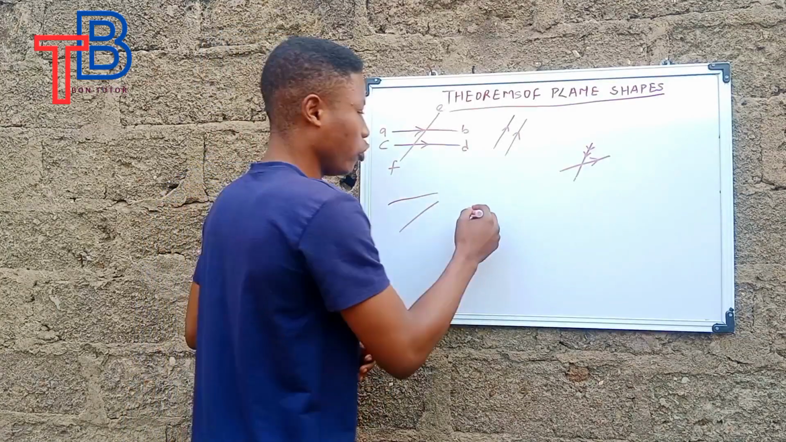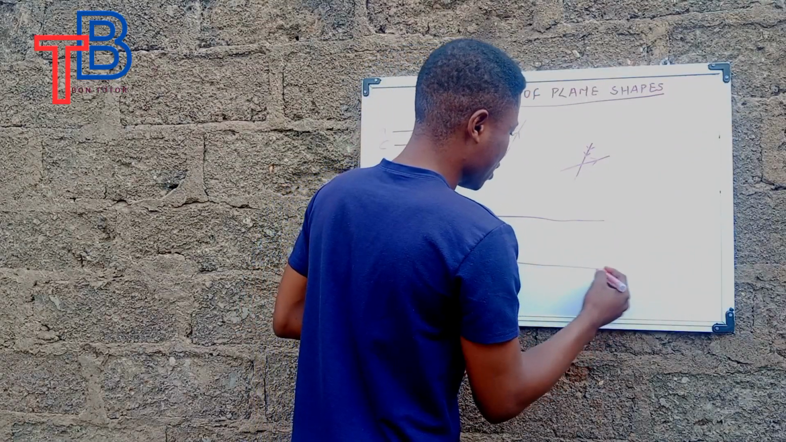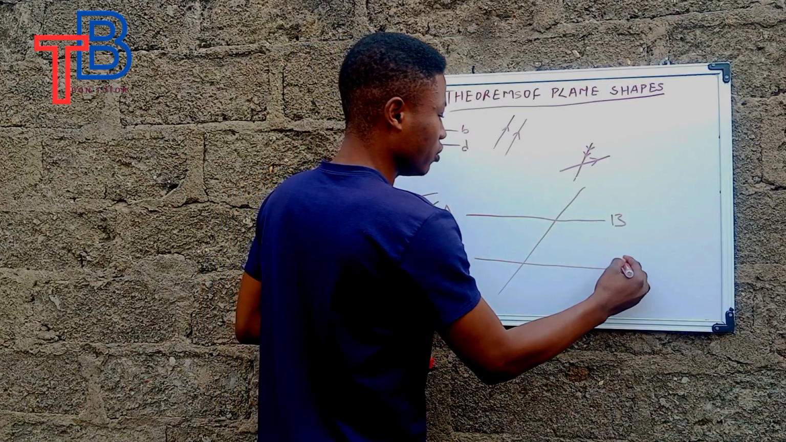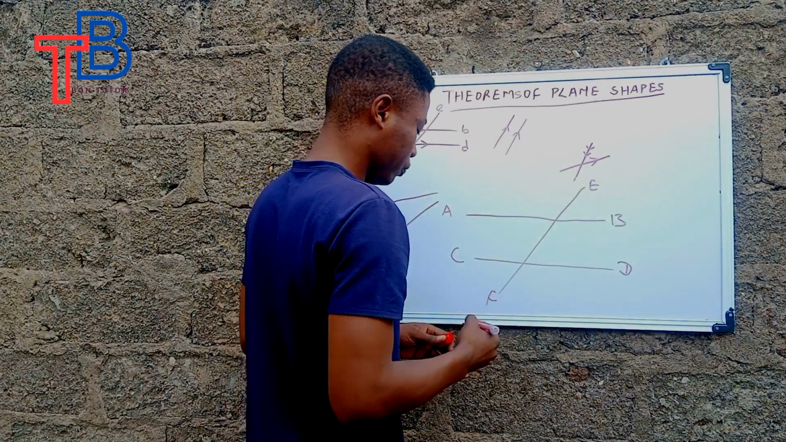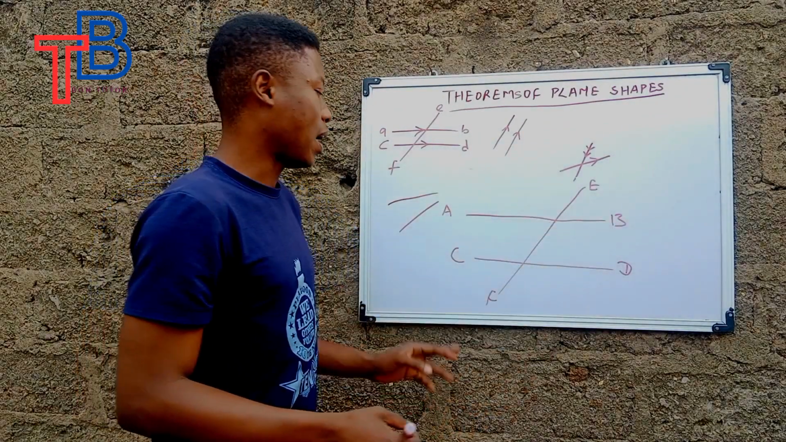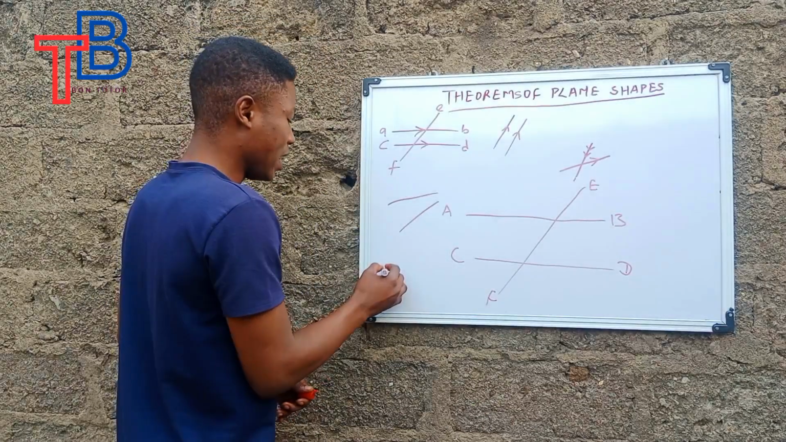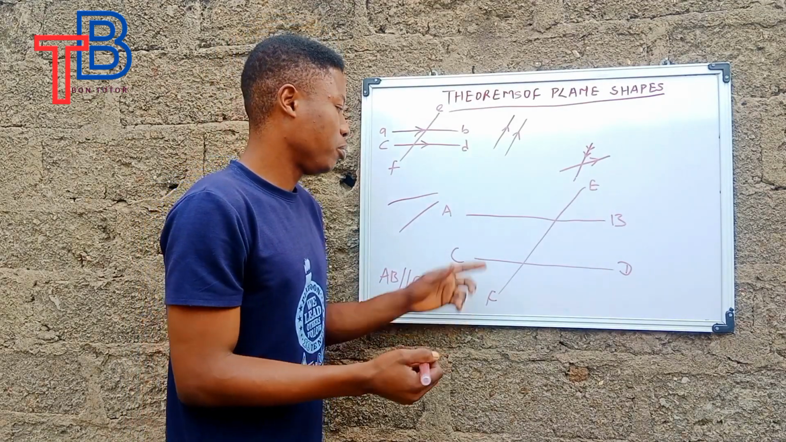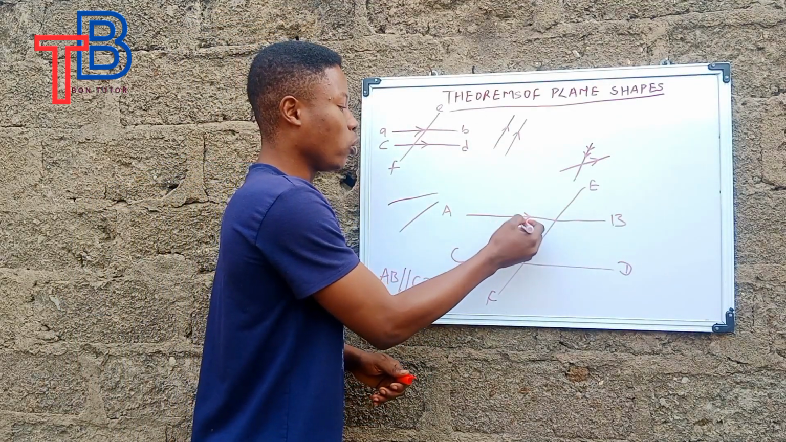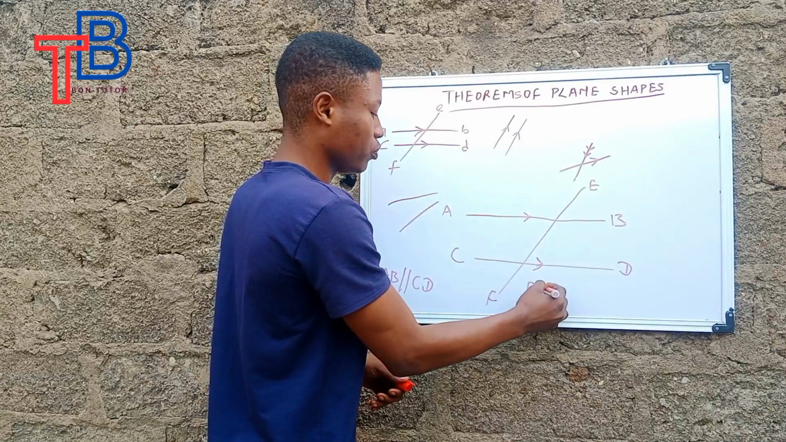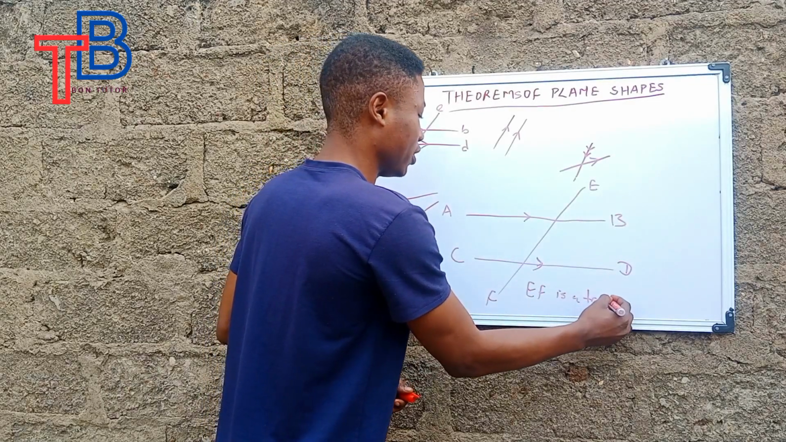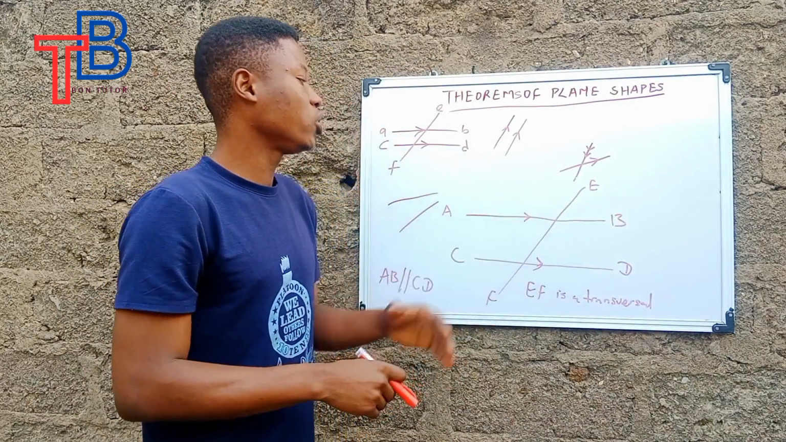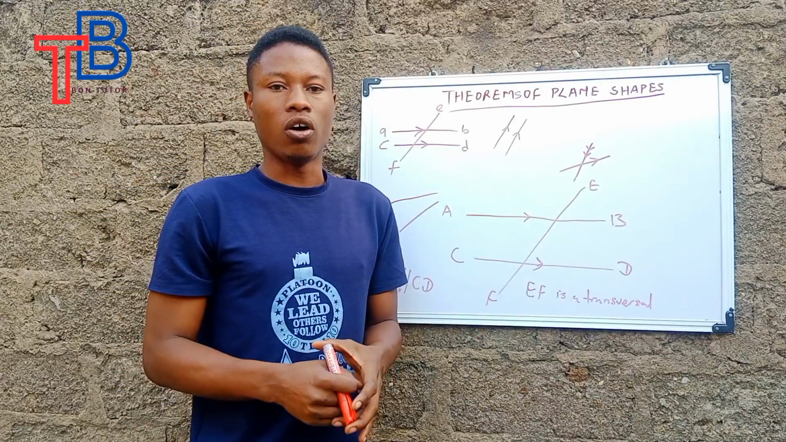Let me magnify the image for you to be able to see clearly. You have these two lines like this, and you have a transversal. This is AB, this is CD, this is EF. Line AB is parallel to line CD, and recall this line EF is a transversal. It's called a transversal. And from this, we are going to bring out some theorems of angles.